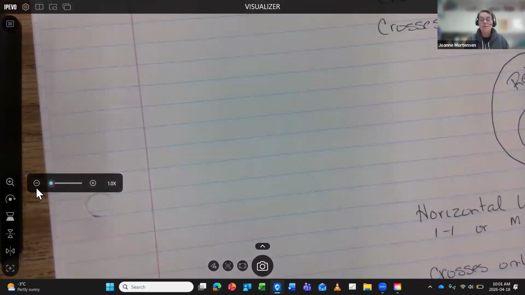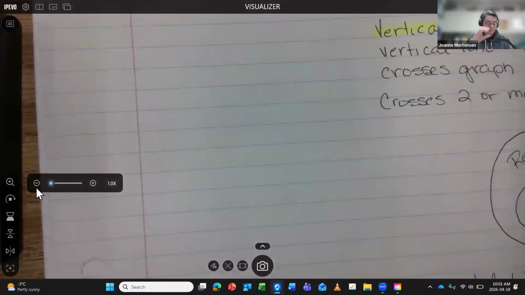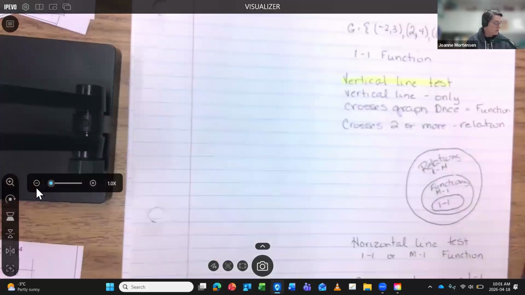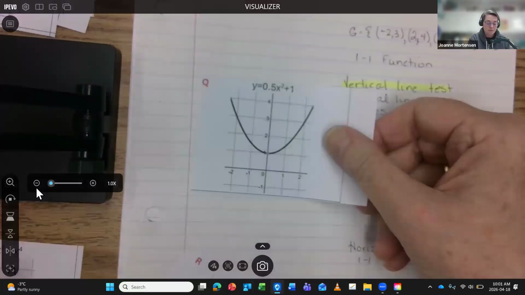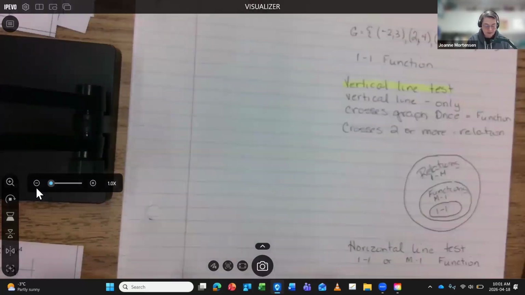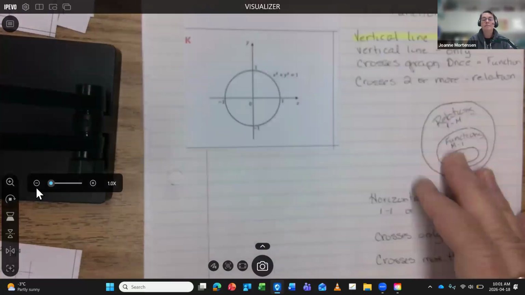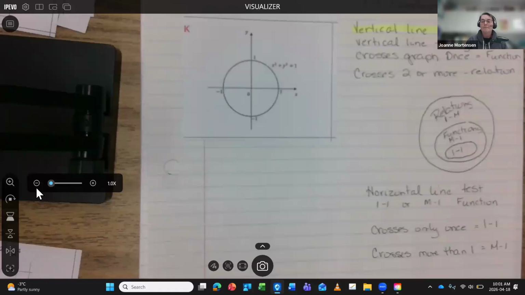Now, I keep showing you the same type. I keep showing you functions that are many to one. Oh, there's another one. Many to one. It's a parabola. Oh, here's one. How about that? That's a circle, Joanne. Yes, I'm aware it's a circle. Okay, but let's see where we go.